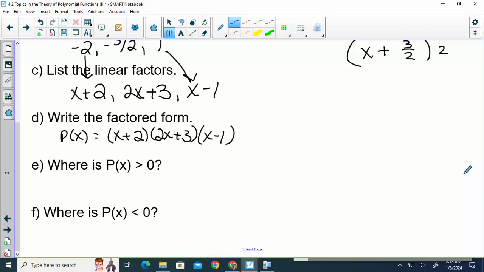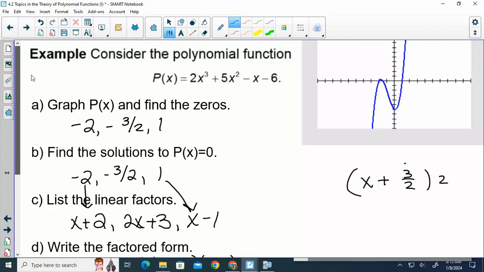Okay, then we answered questions like this back when we were dealing with quadratics. So now let's apply it to this problem. I want to know when this polynomial is greater than 0. We have a graph. When is it above the x-axis?